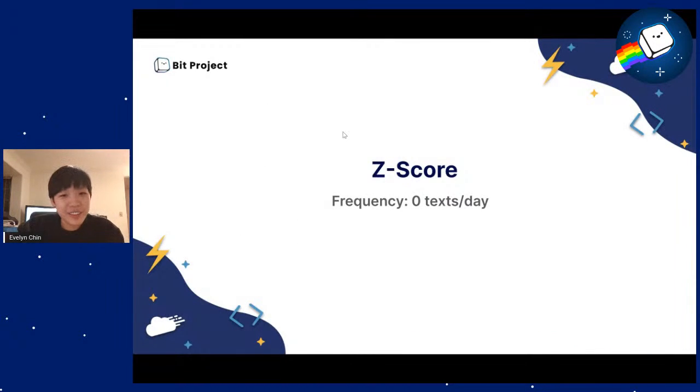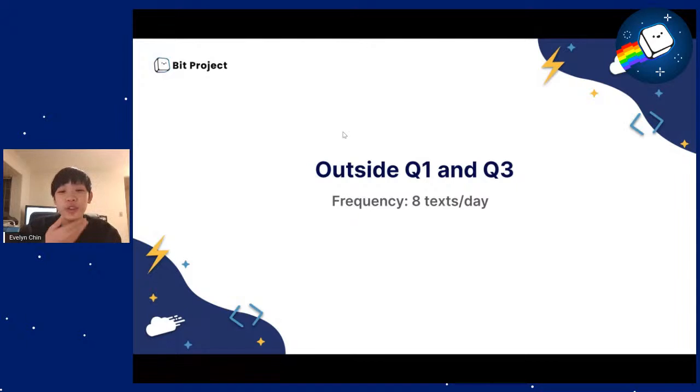With the z-score, I got 0 texts a day. That borders on the useless side, I would say. With the 1.5 quartile rule, I got 3 texts a day, and I thought this was a pretty good balance. And then outside of Q1 and Q3, which was my rule, it was 8 texts per day. And luckily, we didn't use my rule. We used the 1.5 quartile rule, which I thought was a good balance to have.